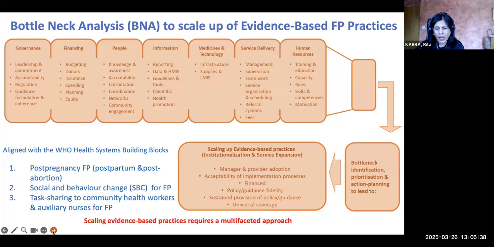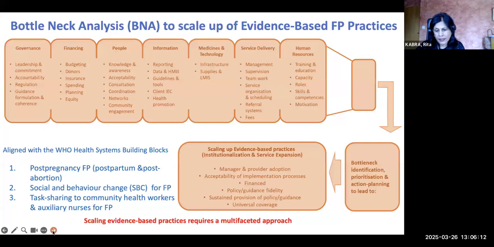Next, please. This protocol, when we developed, we ensured that we use the WHO health system building blocks, knowing very well that scaling up is a multifaceted approach. Hence, these building blocks were used to see what barriers exist where. The protocol has got 3 modules, which focuses on post-pregnancy family planning, social behavioral change, and task sharing to community health workers and auxiliary nurses.